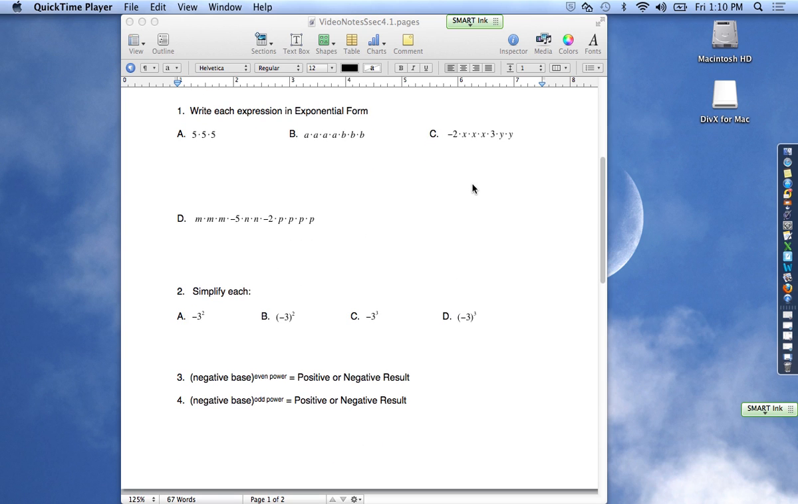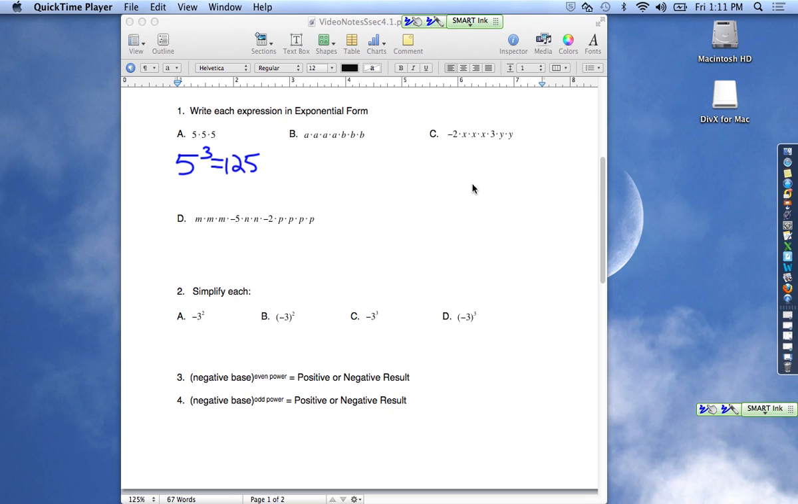Okay, a few simple problems. Write each expression in exponential form. Well, part A, you have 5 multiplied times itself 3 times. So in exponential form, that would be 5 cubed, which you would go ahead and simplify as 125.